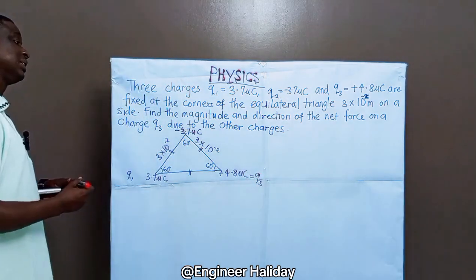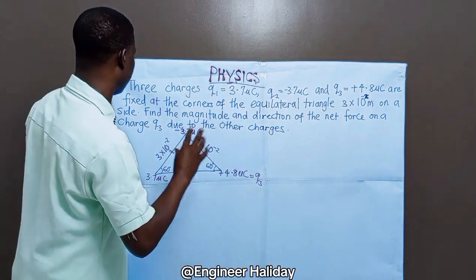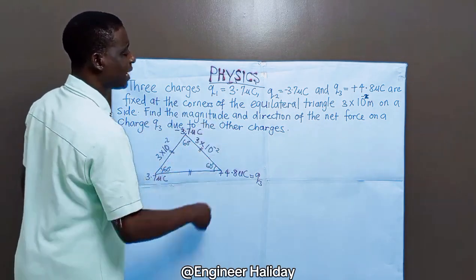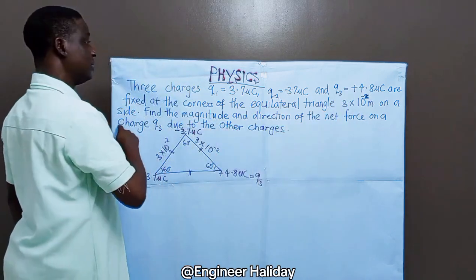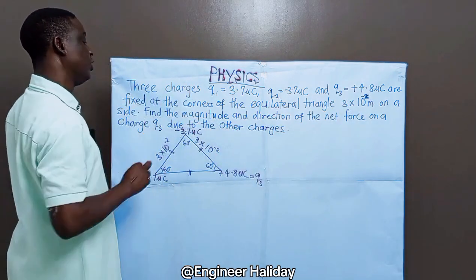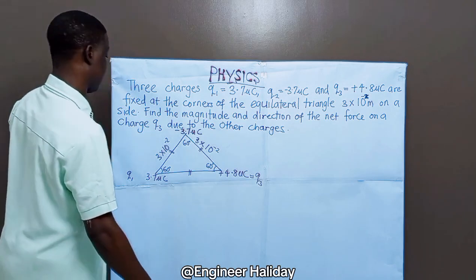Now, what did they say we should do? They said the charges are fixed at the corners of the equilateral triangle. So we should find the magnitude and direction of the net force on charge Q3 due to the other charges. That means we are going to do something here.